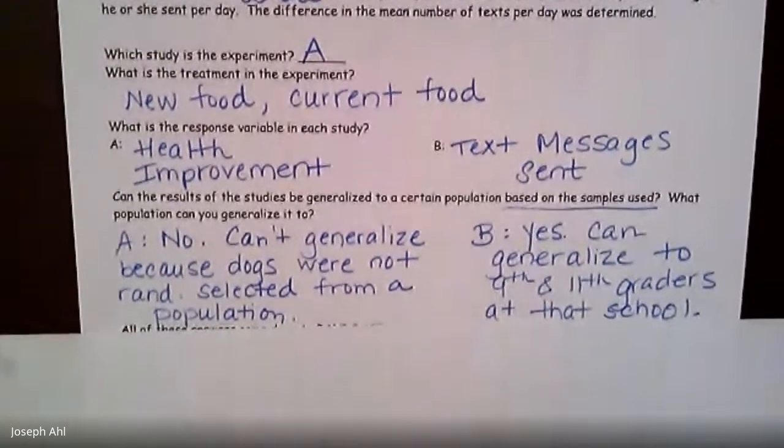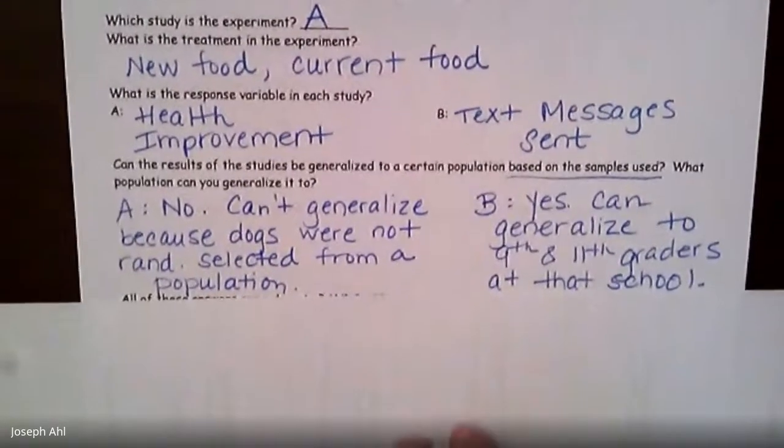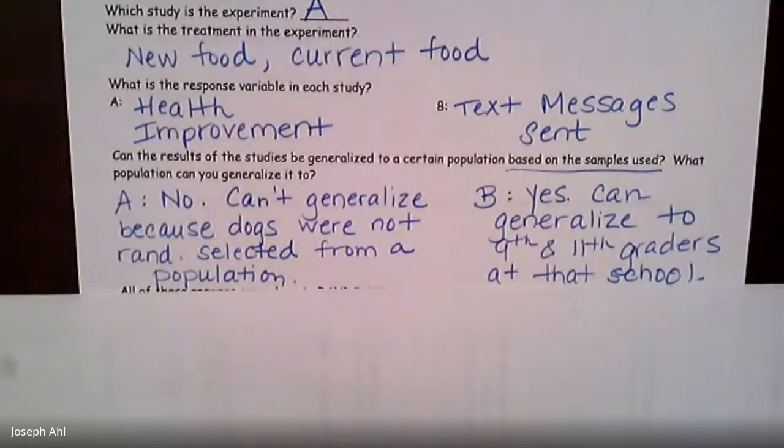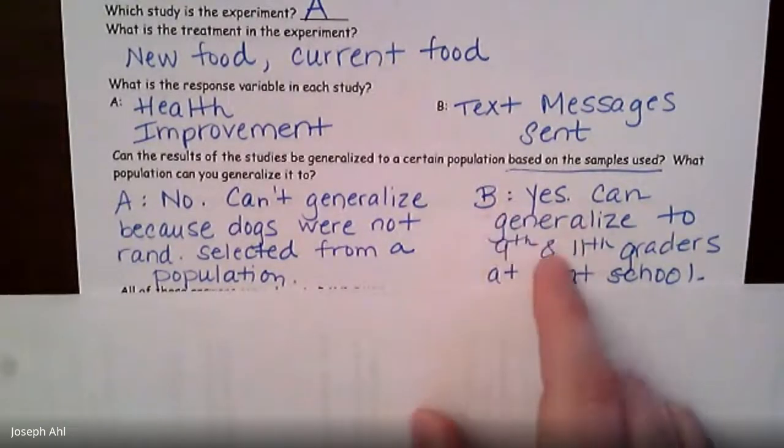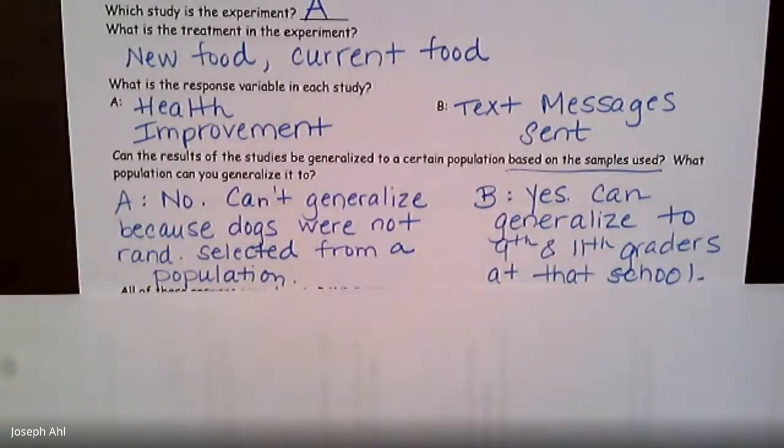So those dogs might have already had some health issues to begin with. So you have to be a little bit careful about generalizing it to an entire population of dogs. But in B, yes, you can generalize that to 9th and 11th graders at that school because of the random selection. So as far as generalizing to the population, you have to be a little bit cautious about that. Just because they were randomly assigned doesn't mean that you can generalize to the whole population.